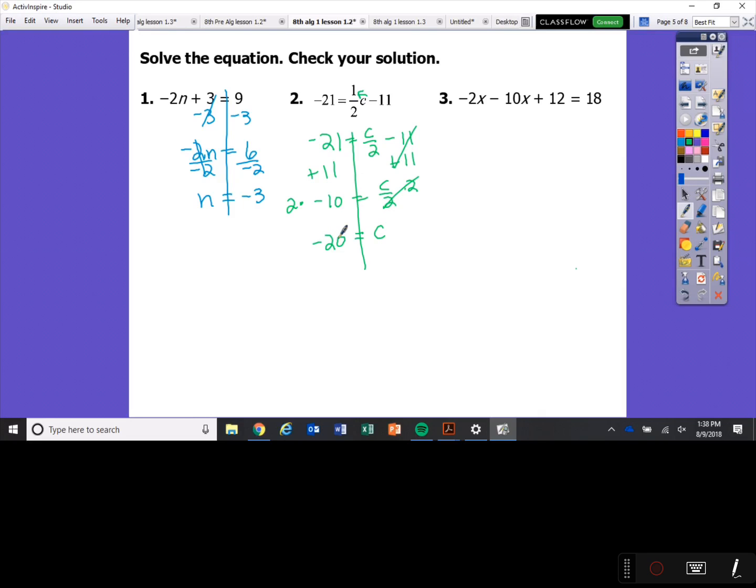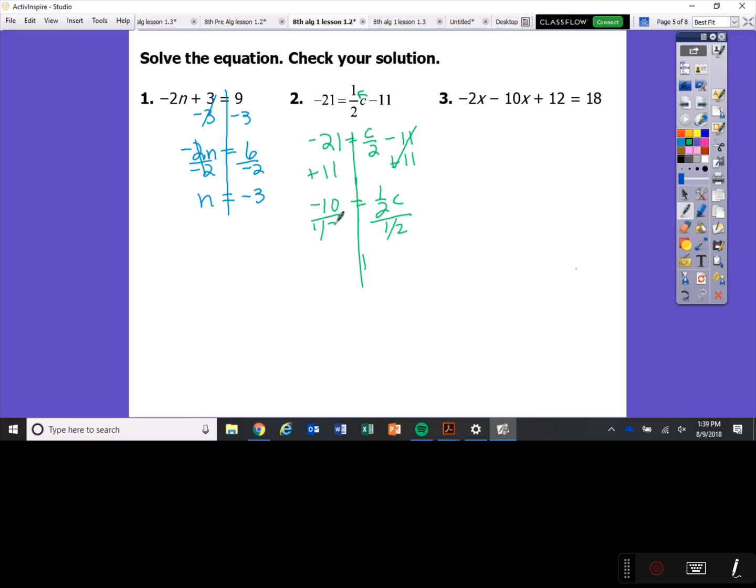Now, if you've gotten all the way down here and yours still said negative 10 equals 1/2 c, okay? C is being multiplied by 1/2, isn't it? What's the opposite of multiplying by 1/2? And your calculator will do that for you.